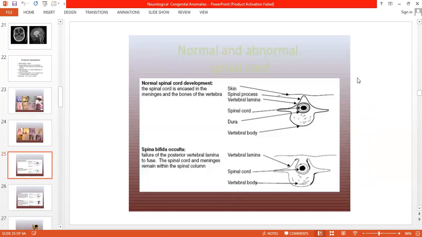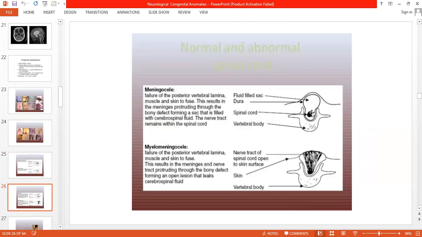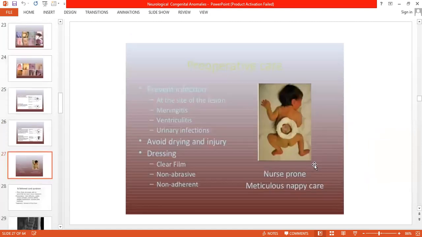We described what the defect was: the spinous process and the lamina, the vertebral body, the transverse process, the spinal cord enclosed by the dural sheath. Here is the defect. So this sac will herniate outside, but without the cord or neural tissue, just CSF, the dura forming the main swelling. This is called meningocele. But when there is neural tissue within this sac, this is called myelomeningocele. Okay, here is how you nurse these patients.